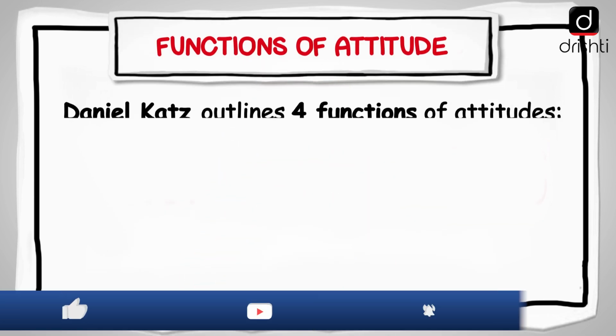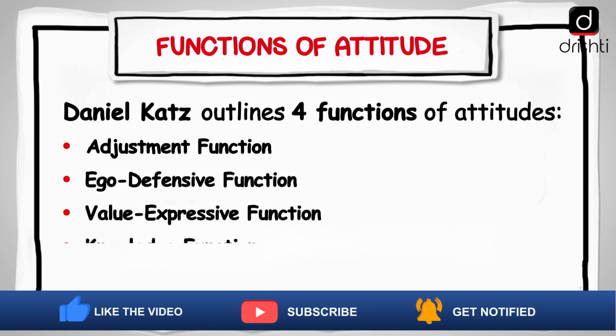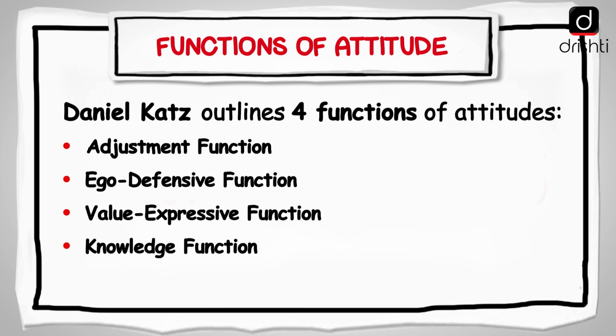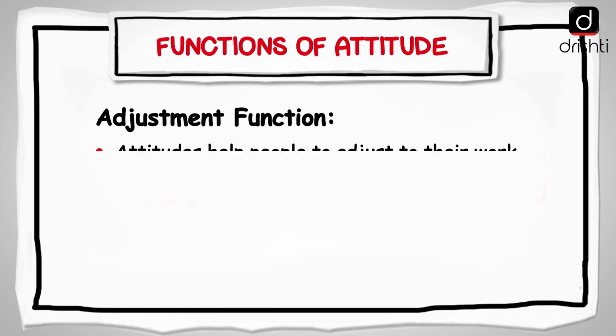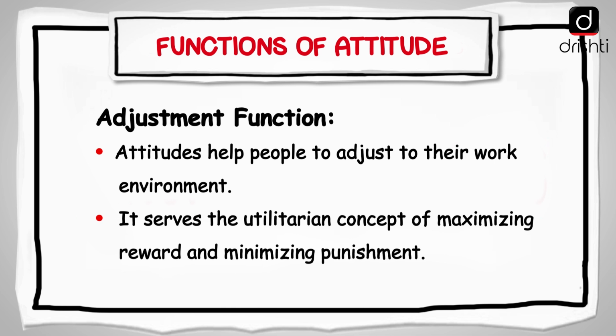Daniel Katz outlines four functions of attitudes: adjustment function, ego defensive function, value expressive function, and knowledge function. Adjustment function. Attitudes help people to adjust to their work environment. It serves the utilitarian concept of maximizing reward and minimizing punishment. For example, when employees are well treated, they are likely to develop a positive attitude towards the management and the organization. And when they are criticized and given a minimal salary, they are likely to develop a negative attitude.